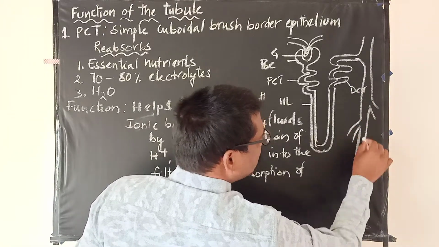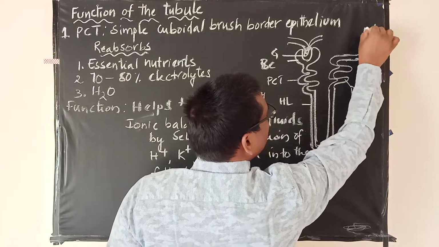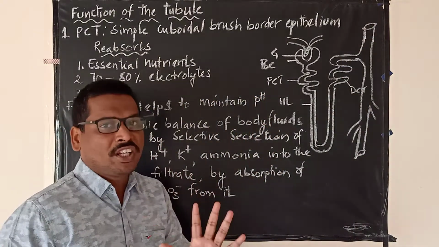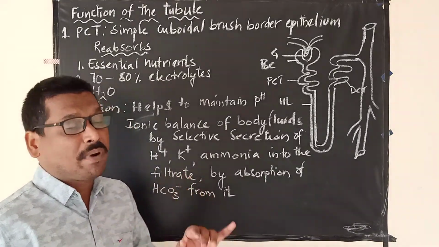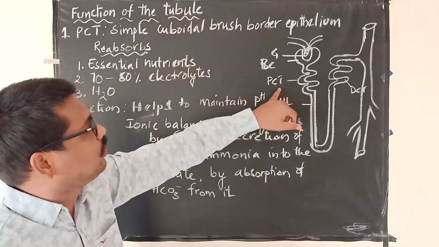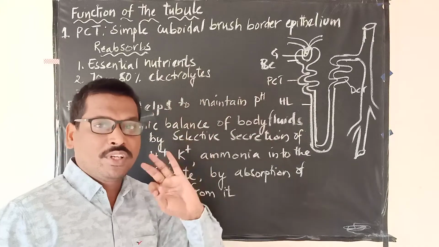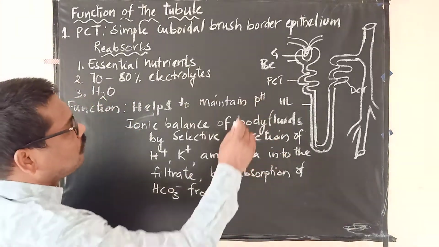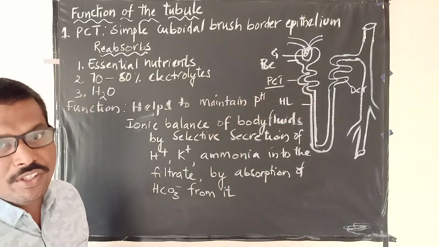So here we are seeing the different parts of the nephron. We will be talking about the function of the different parts of the renal tubule, starting with the proximal convoluted tubule. In a simple way we have to remember these points. So now let us start with the proximal convoluted tubule.